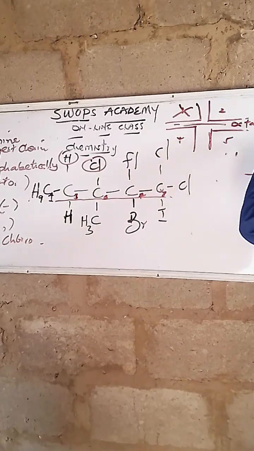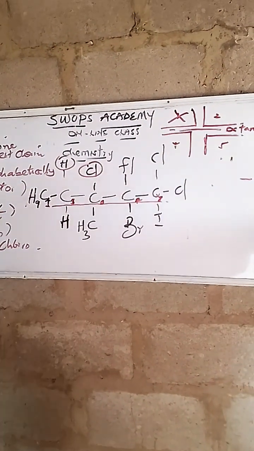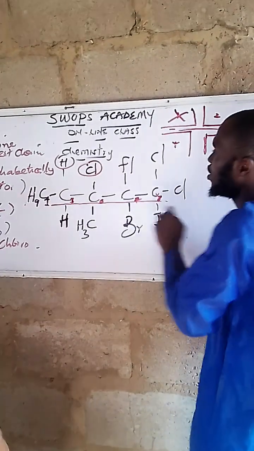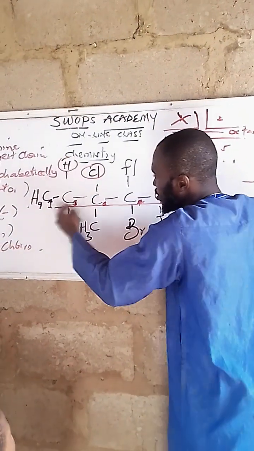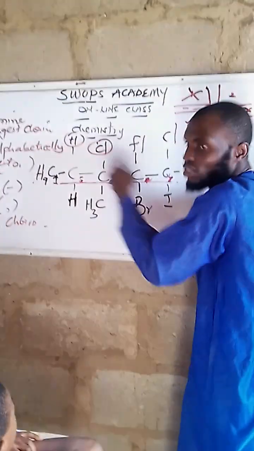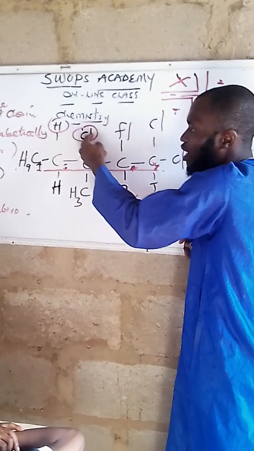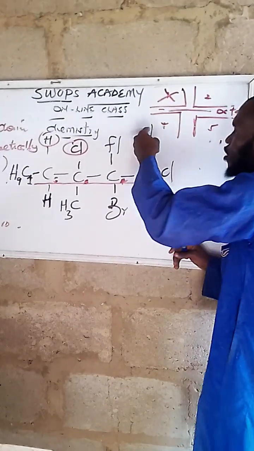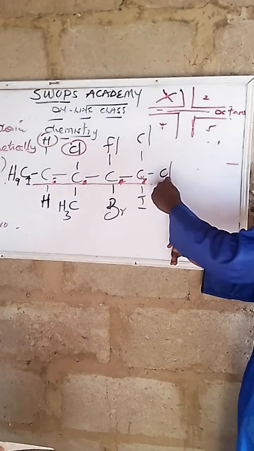Can we still count like this? Is it possible? No, because the same rule that applies to this also affects this. If I should count like this, what are we having here? Hydrogen. Well, I can never count like that. What are we having? Chlorine? I can't. Fluorine? I can't. What of chlorine? I can't. Even that is what is ending it.